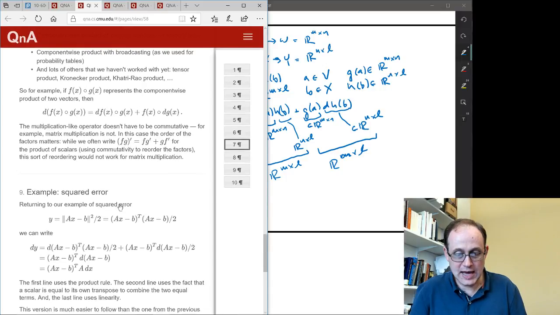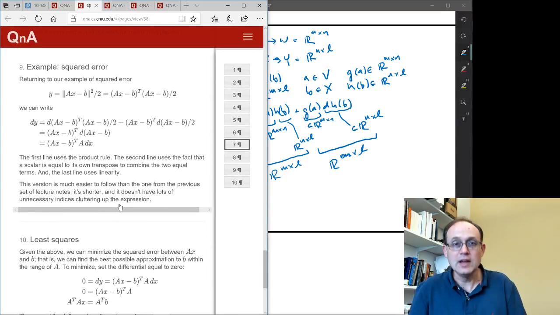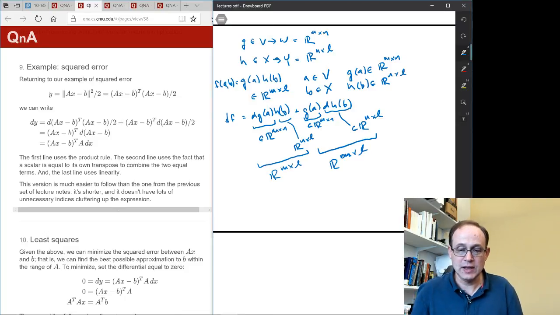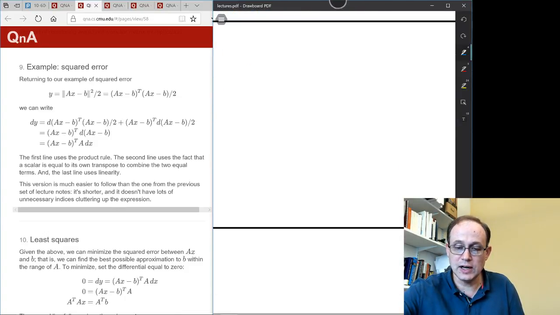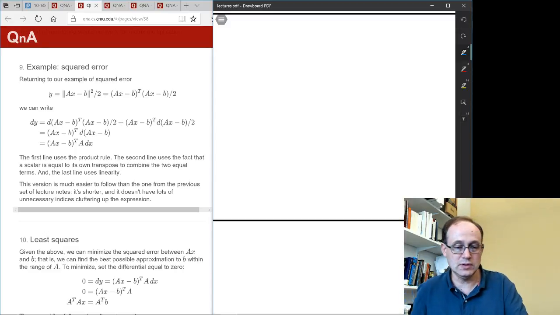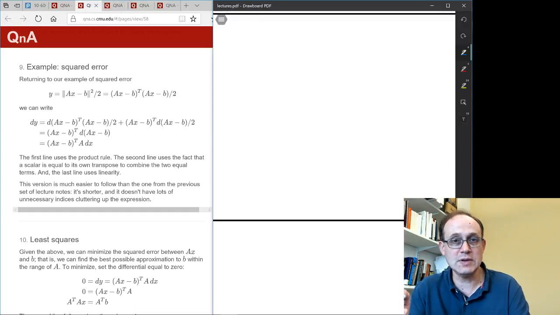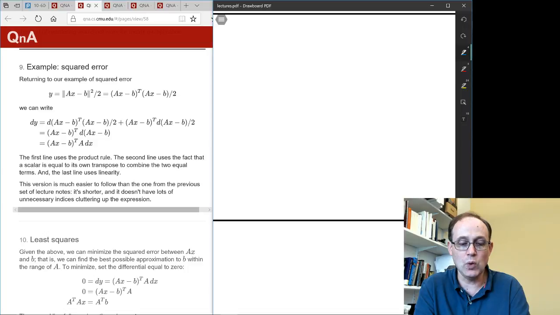All right. So we had sum rule and product rule and linearity. And so now I want to give an example of taking a derivative of a simple expression using these rules. Our expression, we're going to use the same example that we did before, which is just the squared error between ax minus b. And we're just going to use the identity that the norm squared of some vector z is z transpose times z. So here we have that y is equal to ax minus b transpose times ax minus b over 2.